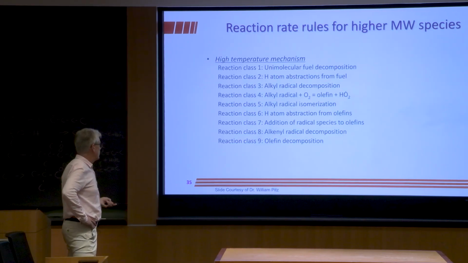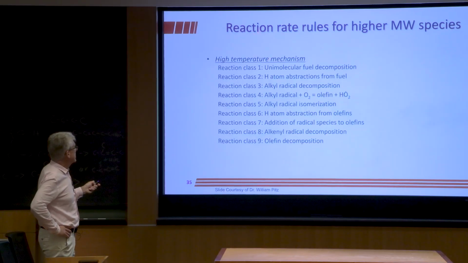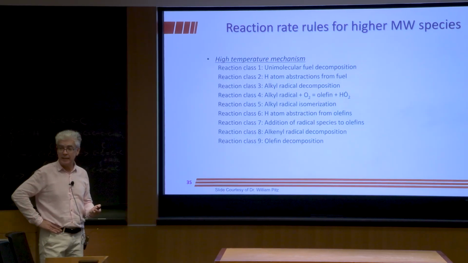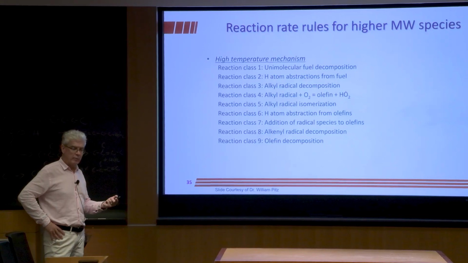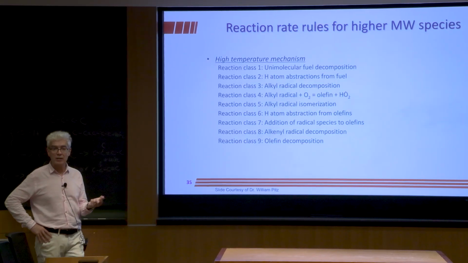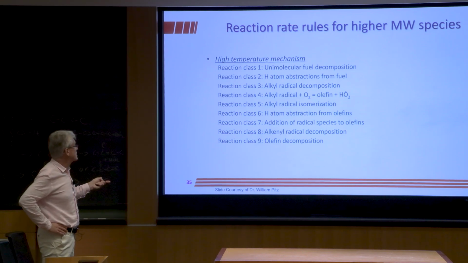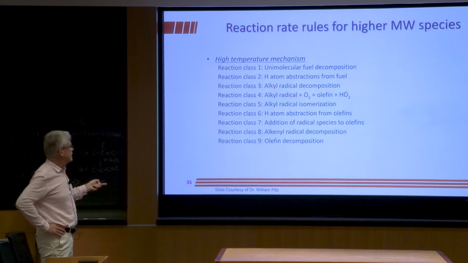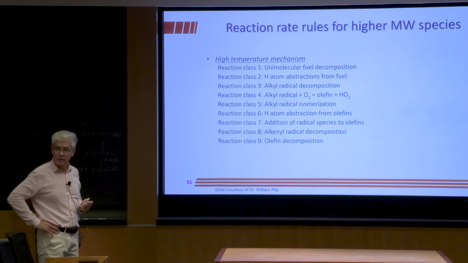Okay, so this slide is courtesy of Bill Pitts, and it extends from work that we did on the primary reference fuels, n-heptane and isooctane, where we broke the mechanism down into reaction classes. At high temperature, we have 9 reaction classes. We have unimolecular fuel decomposition, H atom abstraction from the fuel, alkyl radical decomposition, alkyl radical reaction with O2 to give olefin plus HO2, and alkyl radical isomerization. Okay, so all these different reaction classes.